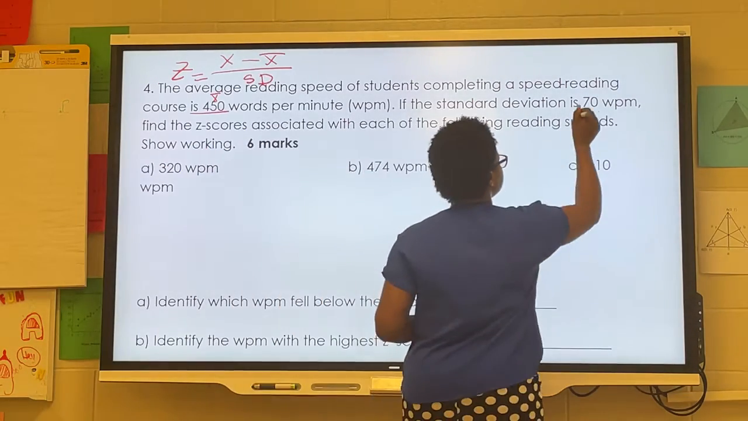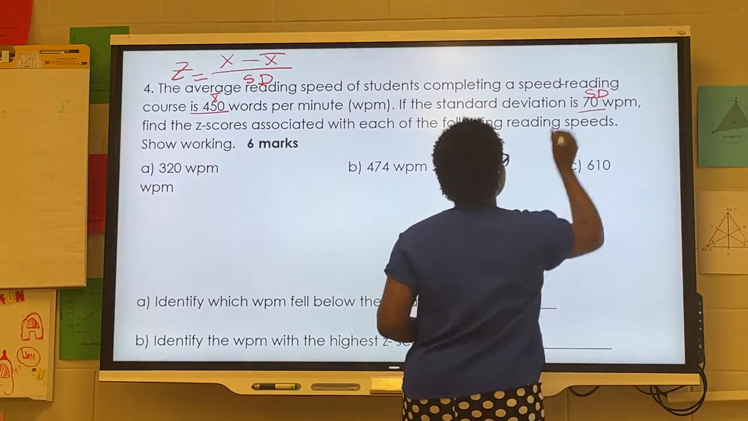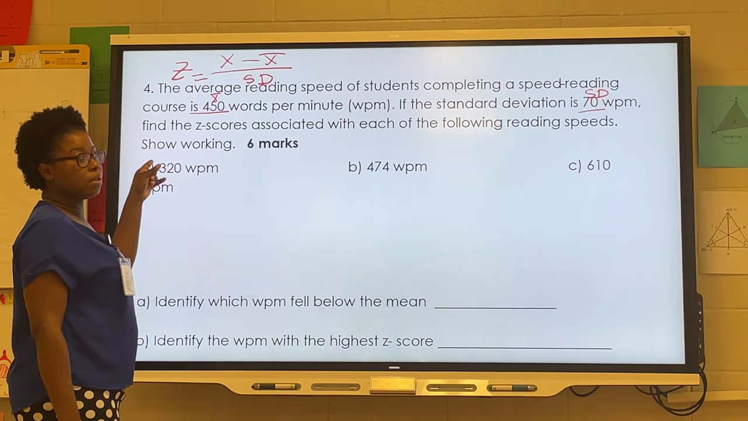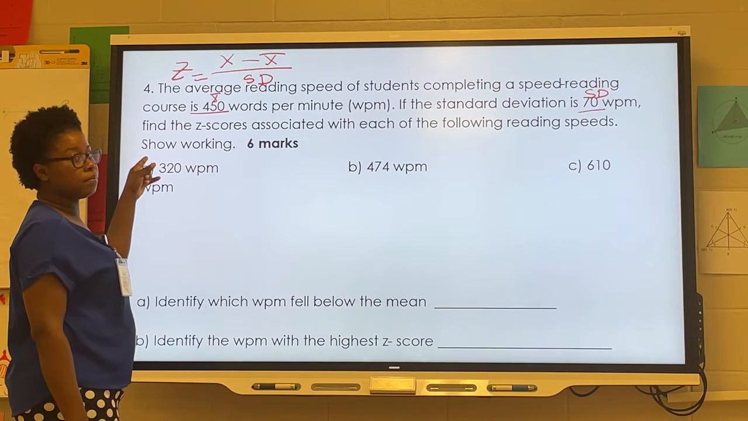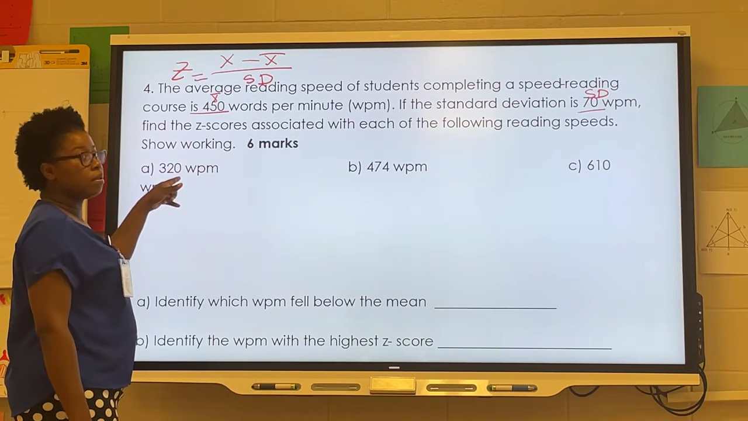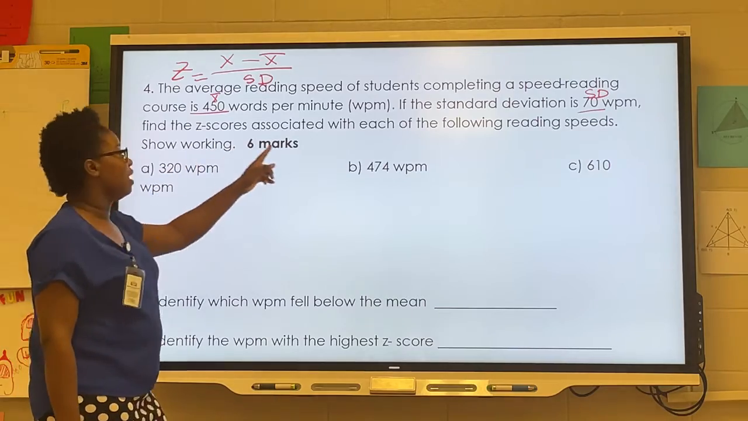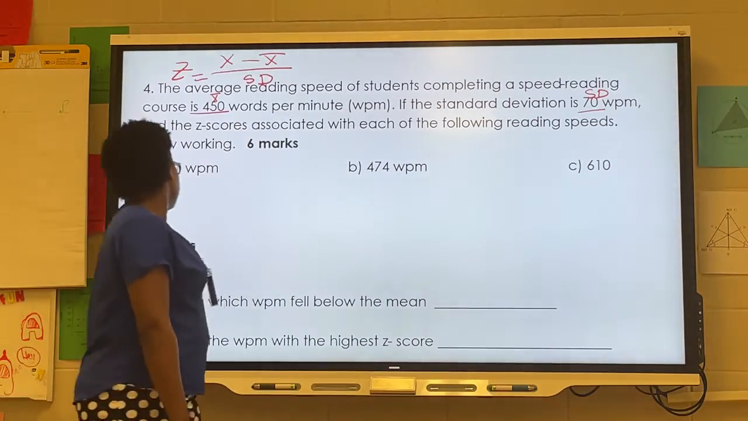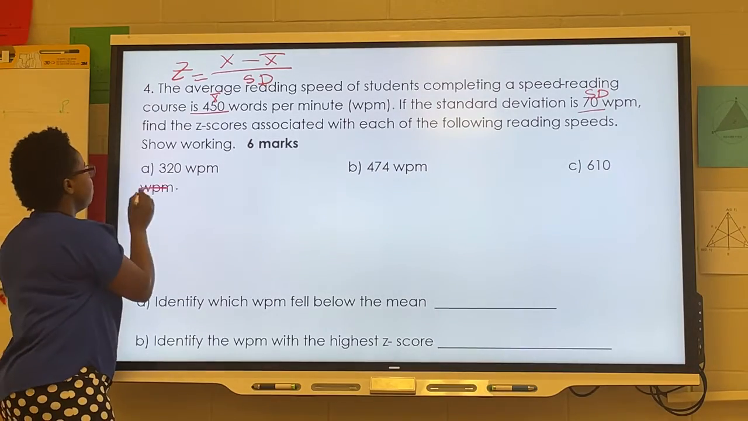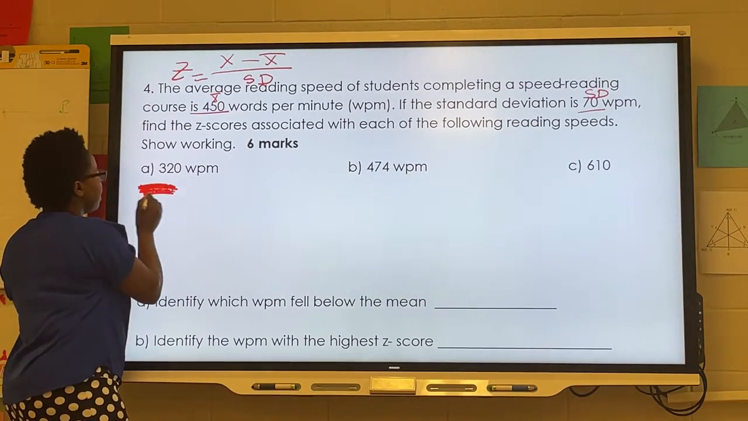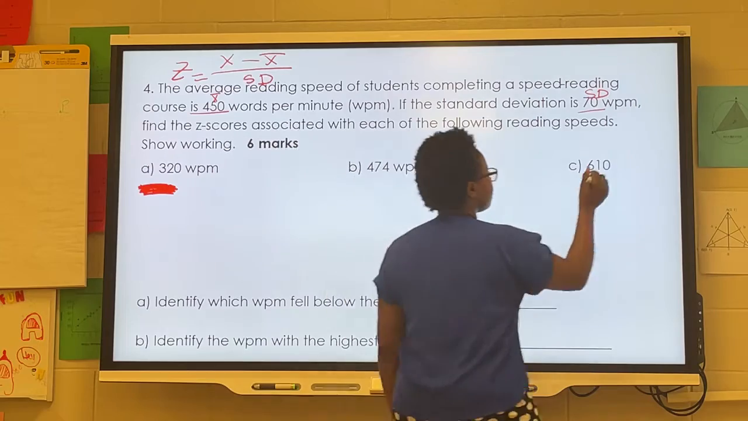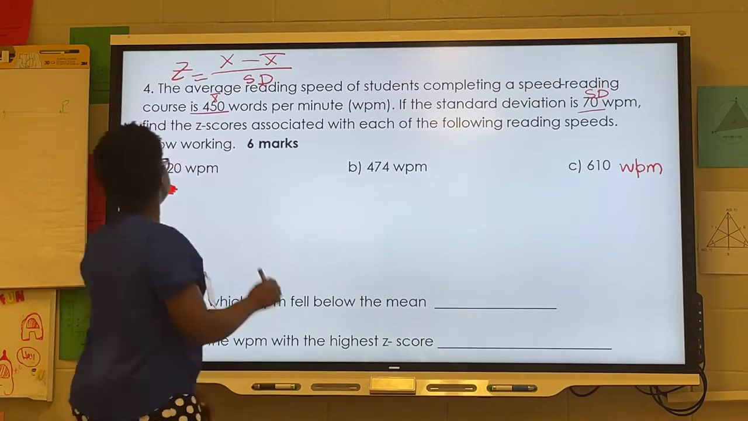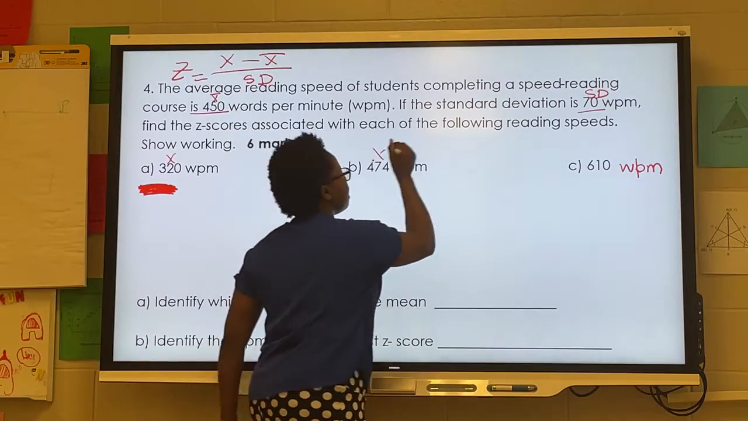The standard deviation is 70. So that means this 320 would be what? The data value. So this 320, this 474, and this 610 would be your data values. So this WPM should be on the other side. But I think I gave you too much space. Alright, so that's X, and that's X.